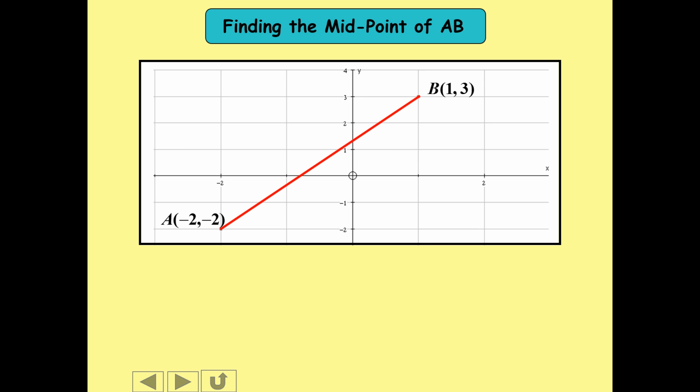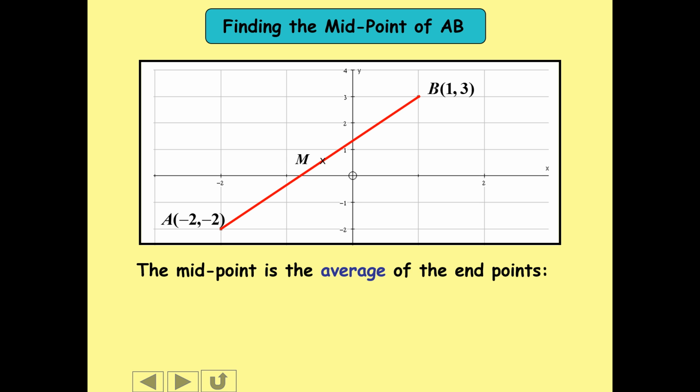The midpoint of 2 points is halfway between the 2 points, denoted here by M on our red line. The midpoint is the average of the endpoints. To find the average of the x values, we add the 2 x values together. In this case, -2 plus 1. And then we divide them by 2 to find the average, which gives us -1/2.